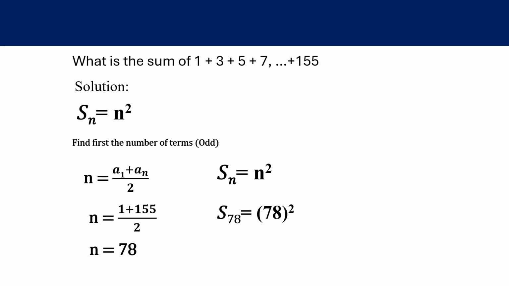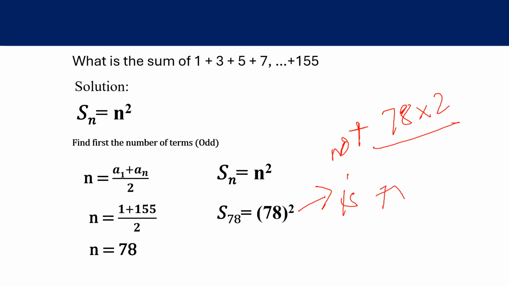N squared. 78 squared is not, again, 78 times 2. Wrong. This is 78 times 78. Maliwanag yun ha. Hindi siya 78 times 2. Siya ay 78 times 78, or you can just press 78 squared in your calculators and that will give you 6,084. Okay tayo? Okay pa tayo so far? Yes, so that's n squared for odd numbers.